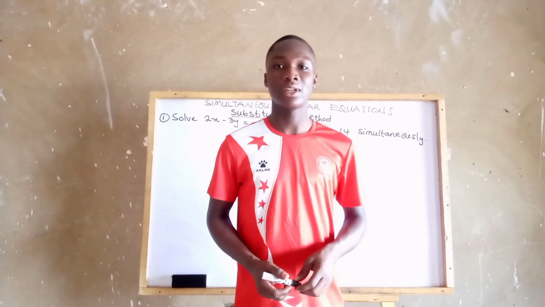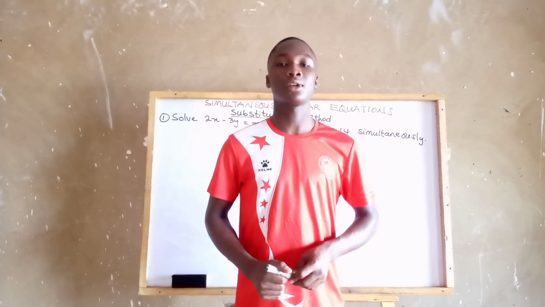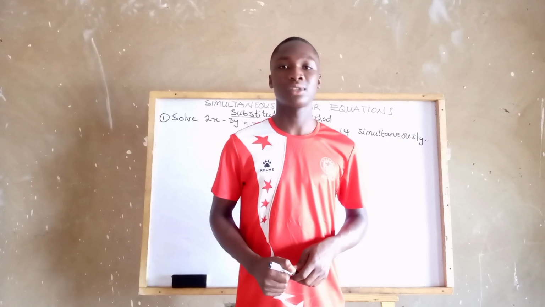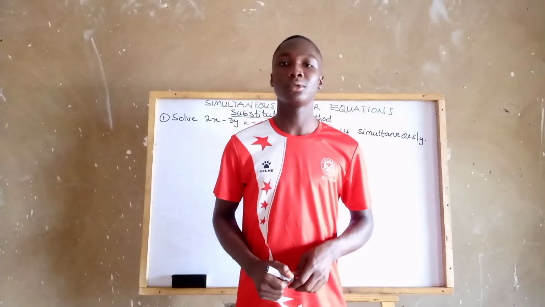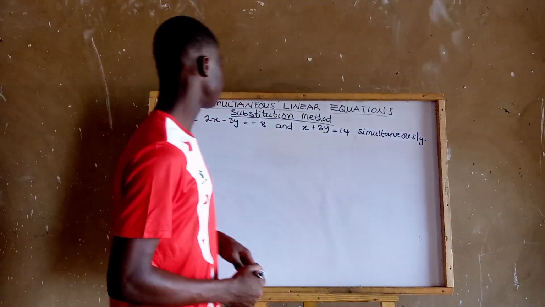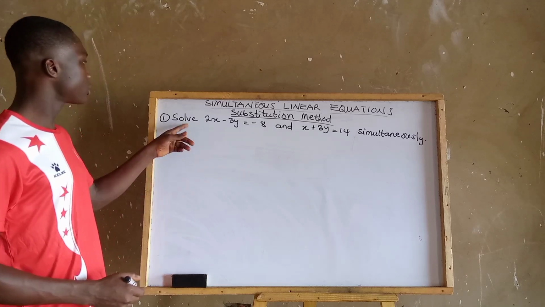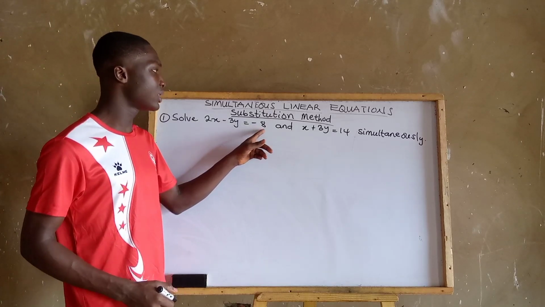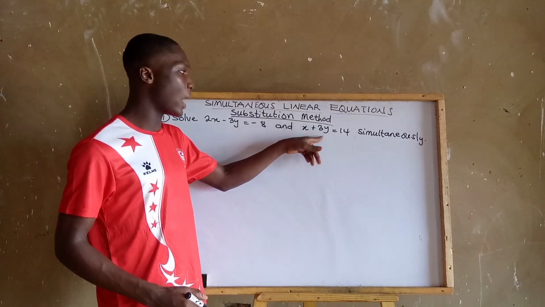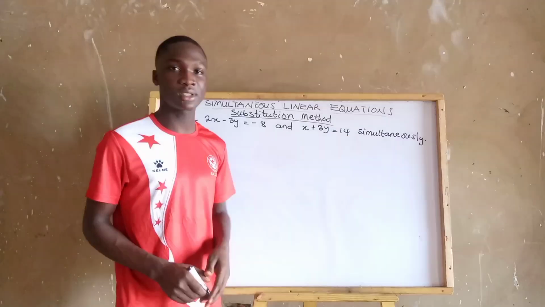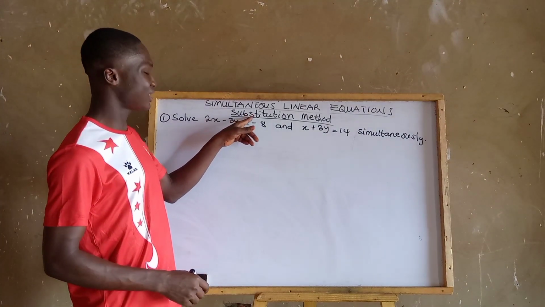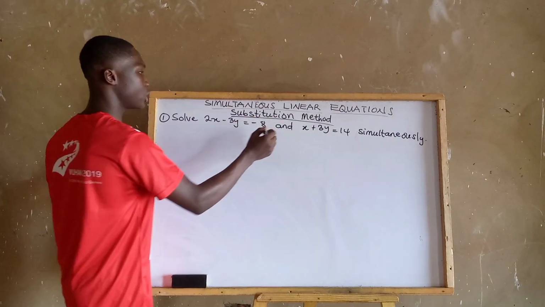Everyone. Today our lesson will be on solving simultaneous linear equations using the method of substitution. So let's solve this question. Solve 2x minus 3y is equal to negative 8 and x plus 3y is equal to 14 simultaneously. Note that we are using the method of substitution. So, solution.